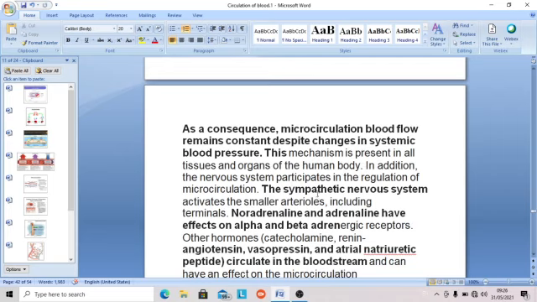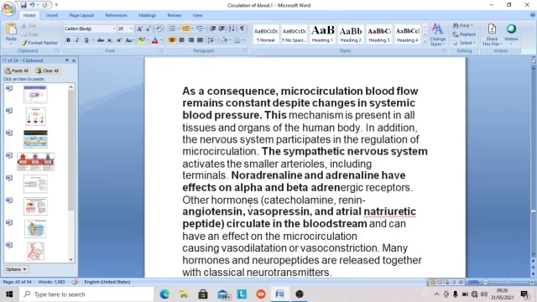This is how the nervous system participates in regulation of microcirculation. The sympathetic nervous system activates the smaller arterioles, including terminals. Apart from the sympathetic nervous system, what are the other regulators? Noradrenaline and adrenaline have effects on alpha and beta adrenergic receptors. We know the effect. The catecholamines, angiotensin, vasopressin, these all reduce the lumen and increase the blood pressure. But since they reduce the lumen, in spite of increasing blood pressure, flow to the capillary will be reduced.